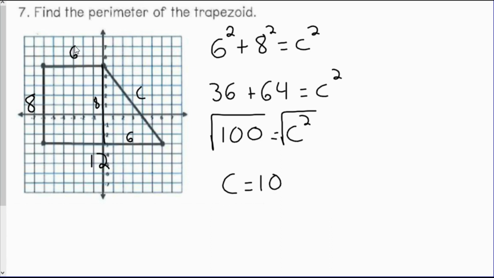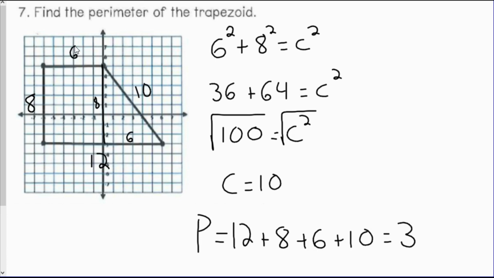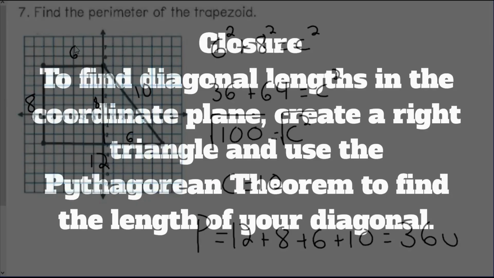Now that I know c is 10, I can replace c with my length of 10. Now I can find my perimeter. Remember, perimeter is all of my sides added together. So my perimeter of this trapezoid would be 12 plus 8 plus 6 plus 10, which is 36 units. So the perimeter of this trapezoid is 36 units.